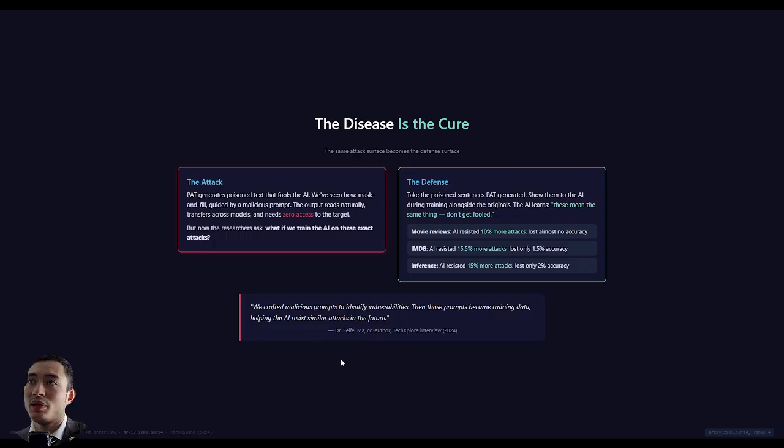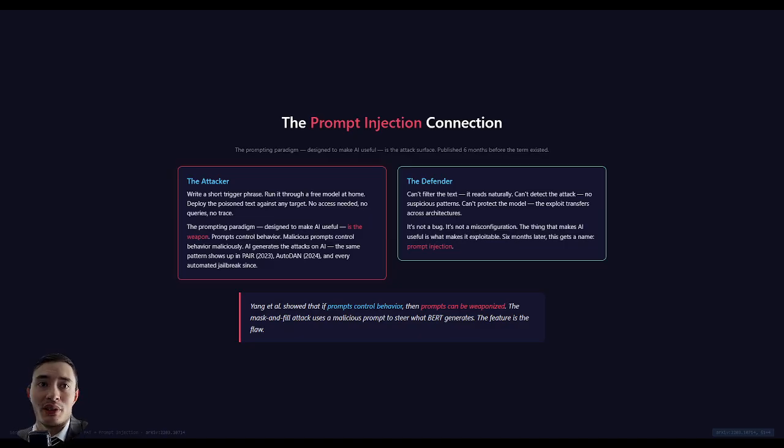And as Dr. Feifei Mao puts it, we crafted malicious prompts to identify vulnerabilities. Then those prompts became training data, helping the AI resist similar attacks in the future. So the disease is the cure in this case. So back to the connection of the prompt injection. This episode, the prompting paradigm itself is the attack vector. So TextFooler proved these models were fragile, and PET proved that you don't even need access to the target to exploit them. And because all of these models share the same learned patterns, the attack can be universal. So if you craft it locally, then it would work everywhere.